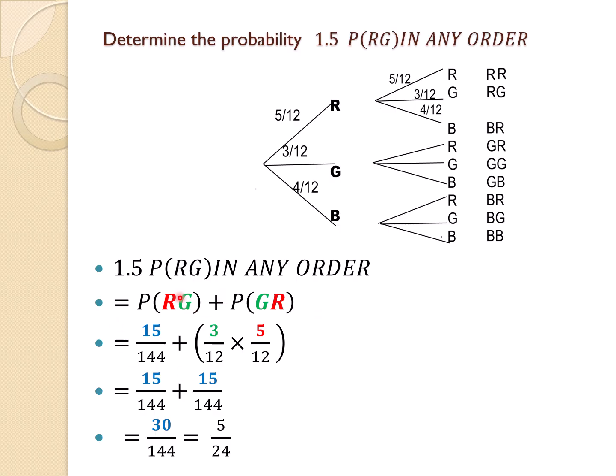So RG, remember, would be 5 over 12 times 3 over 12, which gives me 15 over 144. And GR would be 3 over 12 times 5 over 12, which also gives me 15 over 144. Denominators are the same, so I'm just going to add 15 plus 15, gives me 30 over 144, and 6 goes into both, so it simplifies to 5 over 24.